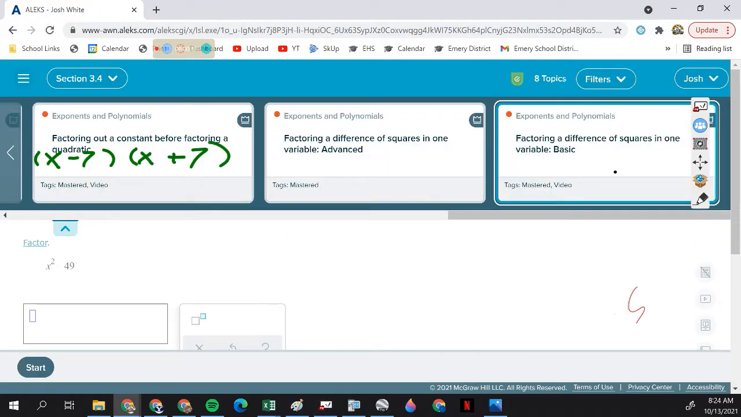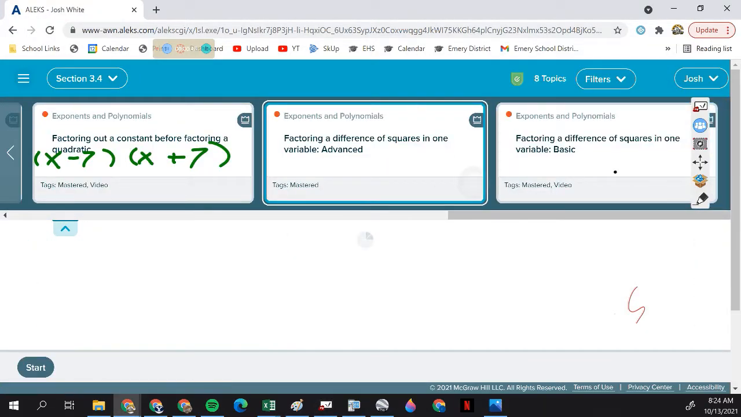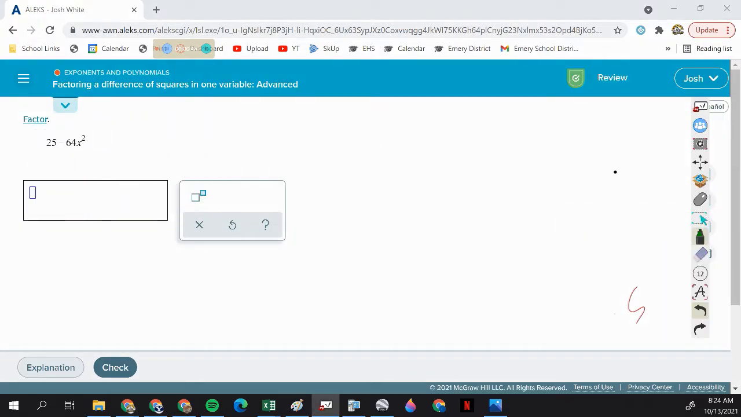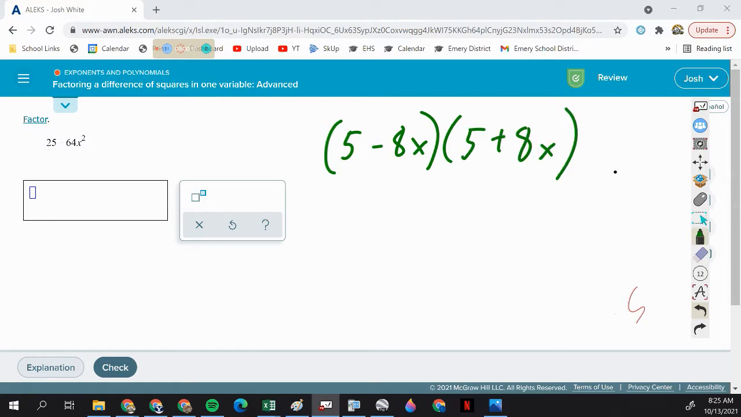Let's make it a little bit harder. How would we factor this? 5 minus 8x and 5 plus 8x. Now, this special type of factoring only occurs when the first term is a perfect square, the second term is a perfect square, and what else do you have to have? It has to be a minus in between.